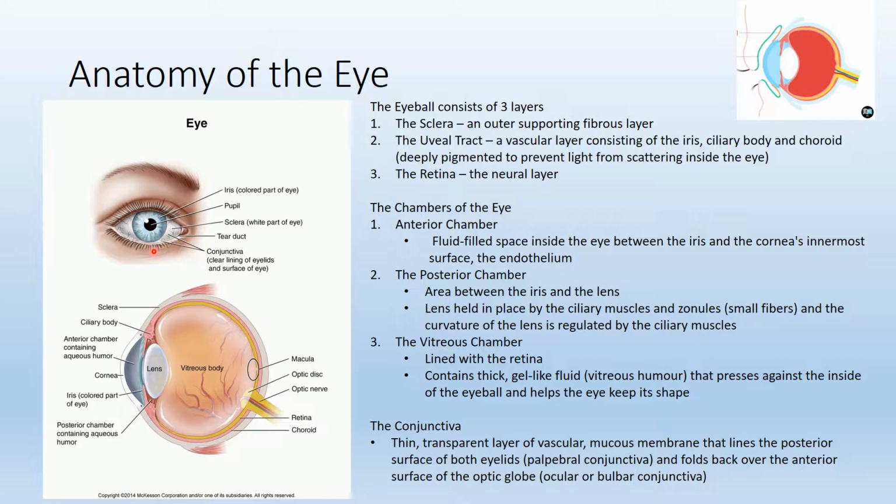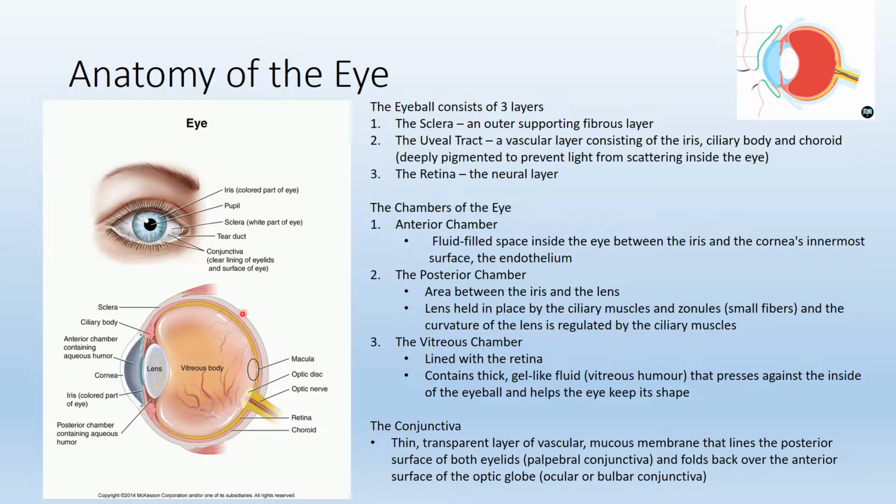The iris is regulated by the sympathetic and parasympathetic nervous system and is involved in constriction via sphincter muscle and dilation via dilatory muscles. Another way to think of the eye is through the layers of the eye. So if you look down below, you can see that the eyeball itself is actually composed of 3 layers.